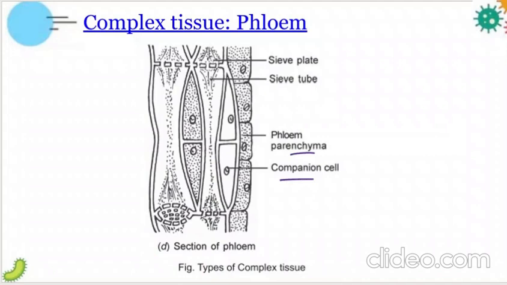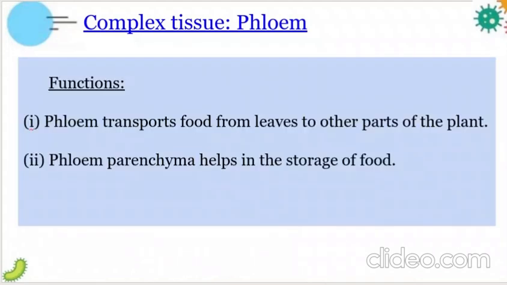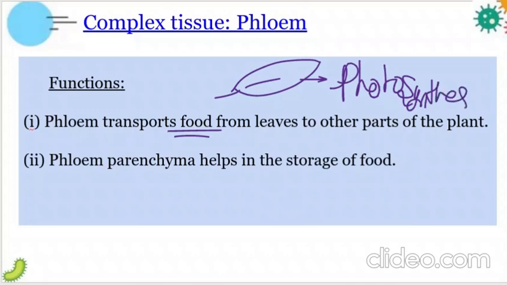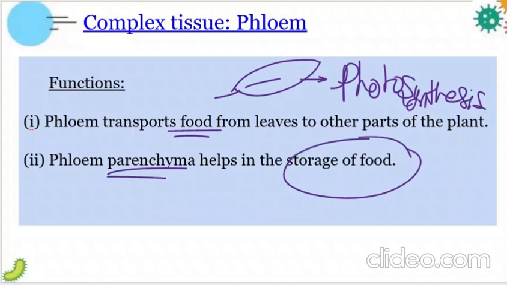It's quite a good structure. Now, what are the functions? Phloem helps in the transportation of food from the leaves to the other parts of the plant, because the leaf is the structure that performs photosynthesis. So the food is taken from the leaves to the other parts of the body. And parenchyma again helps in the storage of food.